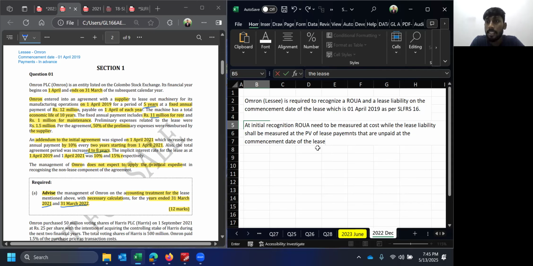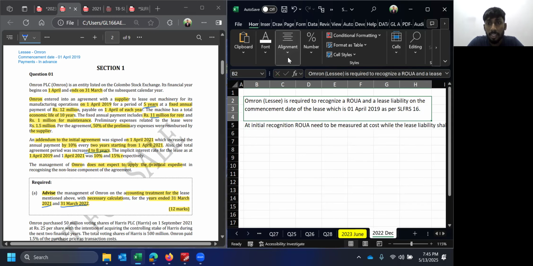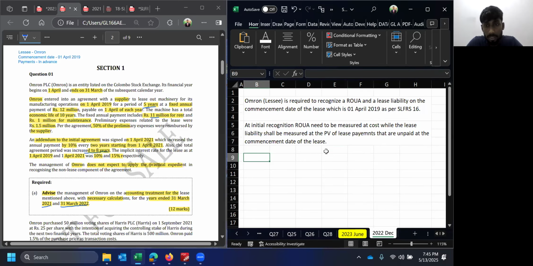Commencement date of the lease. And that's what first you have to mention. You can enhance this answer. I'm just giving a sample considering the time. So you can enhance and you can add anything to this, right?